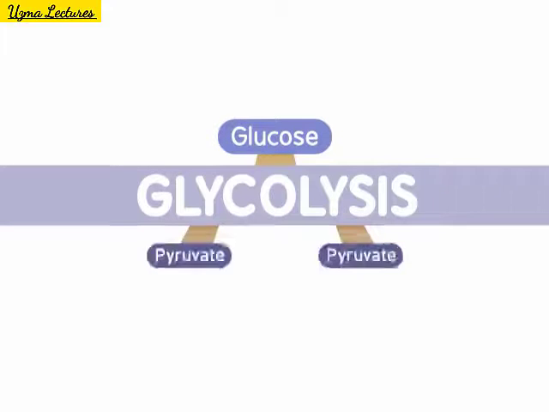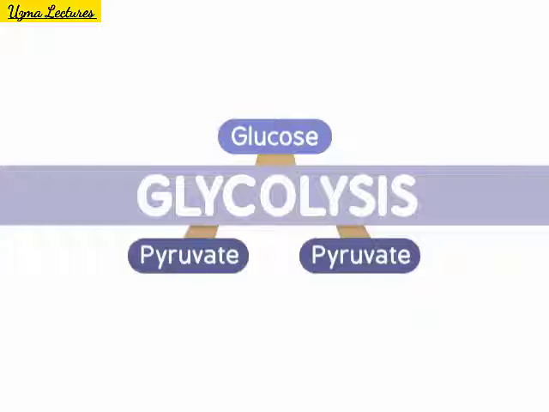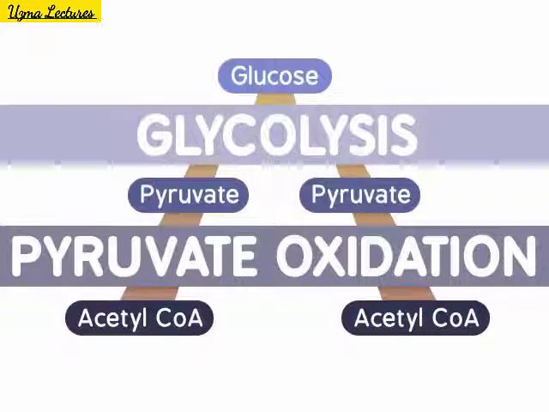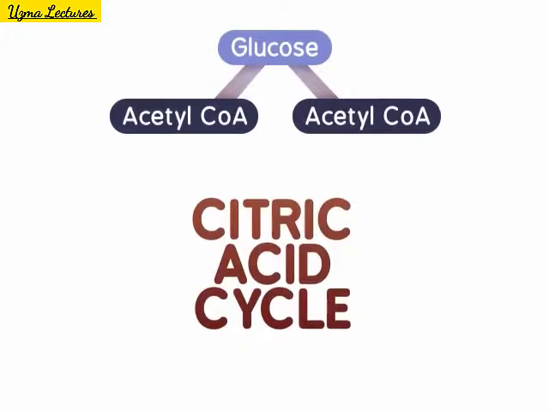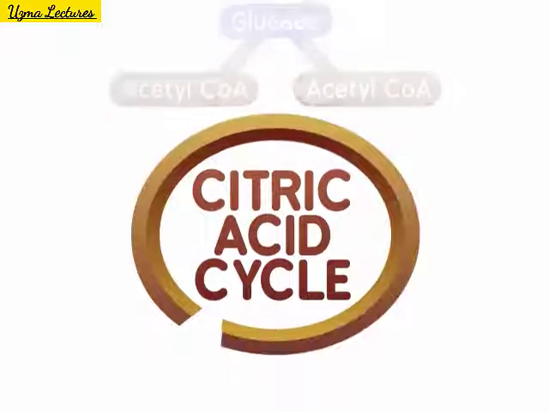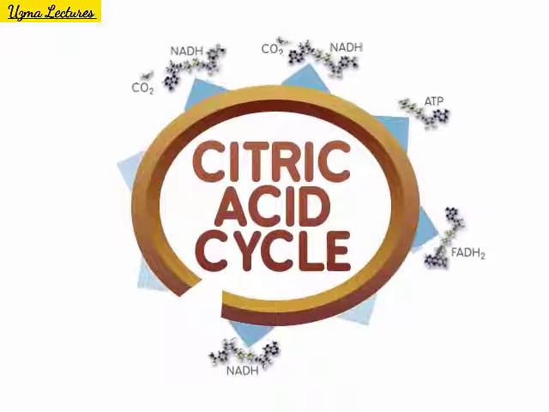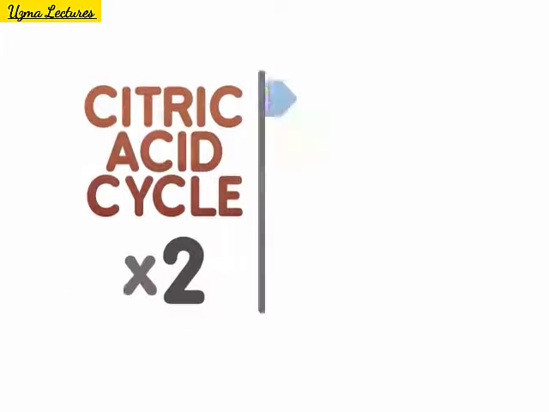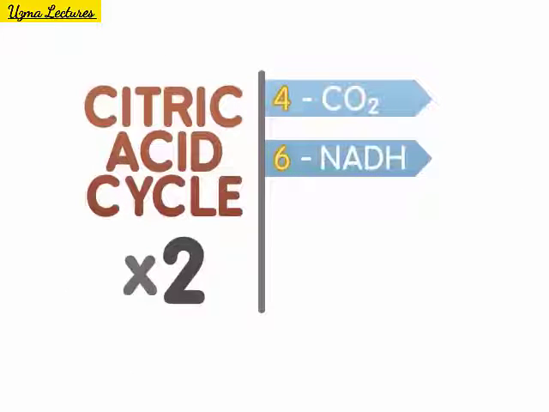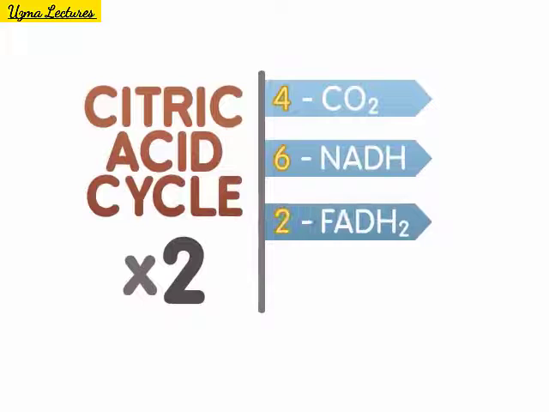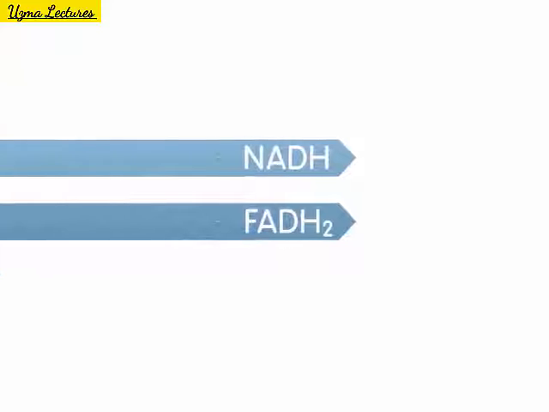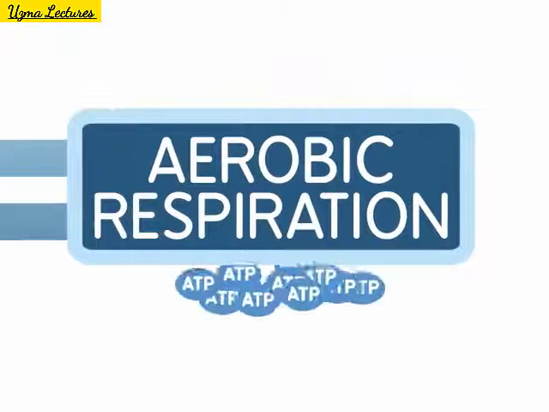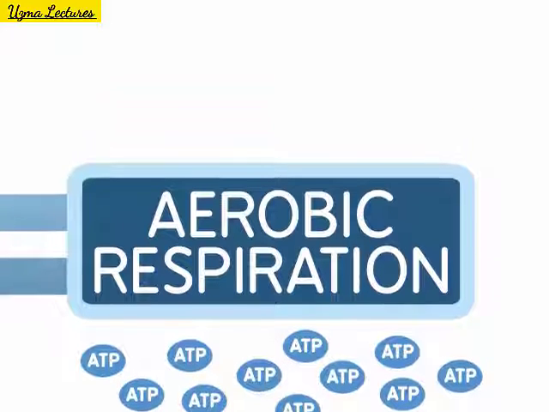For every 1 glucose that is broken down through glycolysis, 2 pyruvates will be produced and 2 pyruvates will produce 2 acetyl coenzyme A. So for every 1 glucose, 2 acetyl coenzyme A will be made and 2 turns of the citric acid cycle will occur. This means that each product of the cycle must be doubled. A total of 4 CO2, 6 NADH, 2 FADH2 and 2 ATPs are made through the citric acid cycle. NADH and FADH2 are the electron carriers that can produce more ATP later in aerobic respiration.